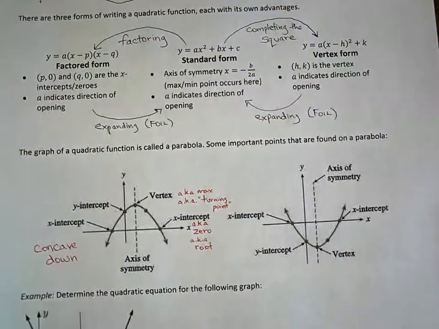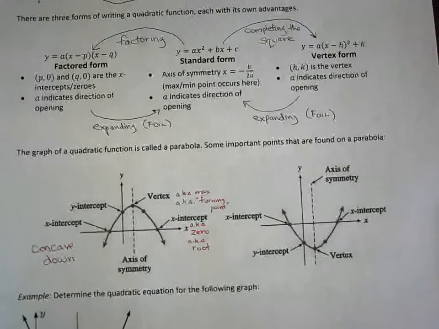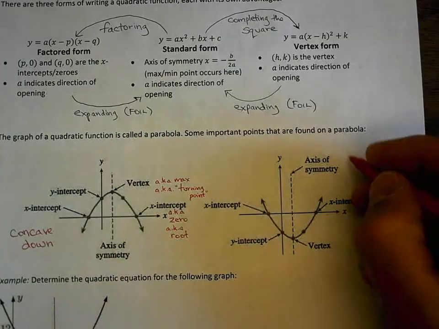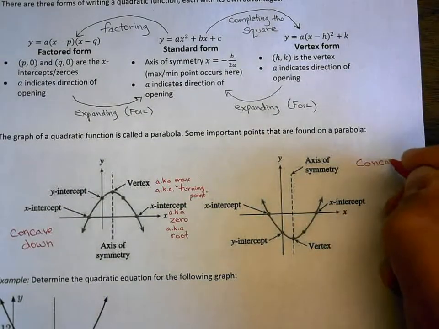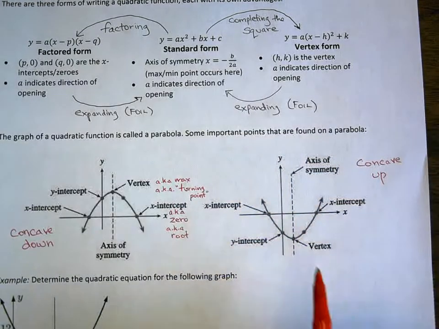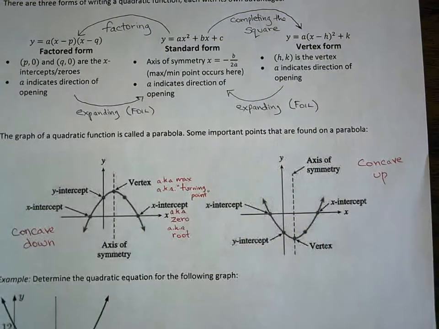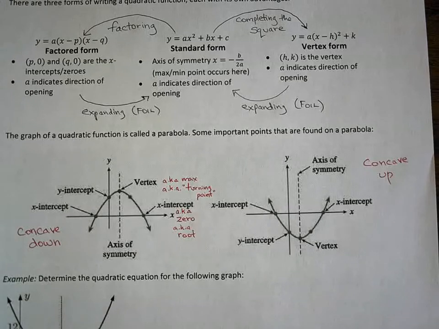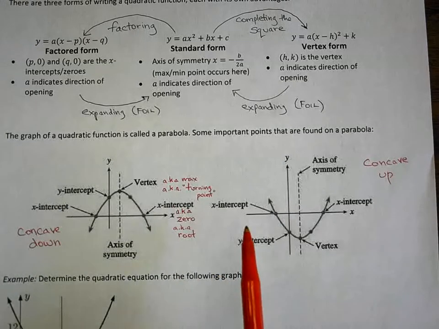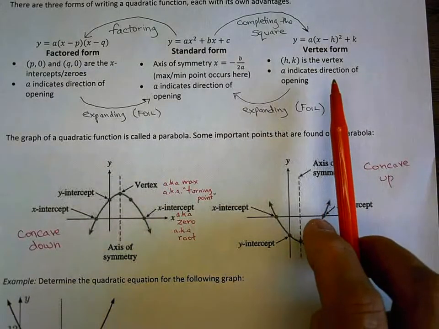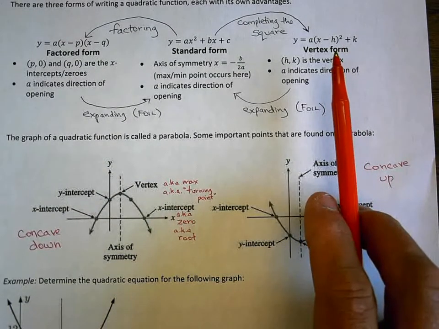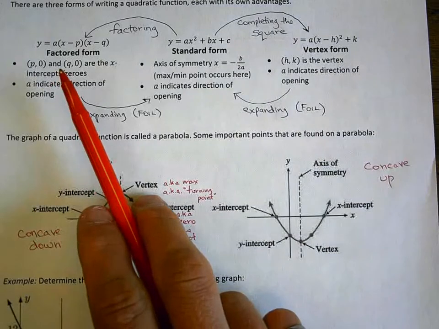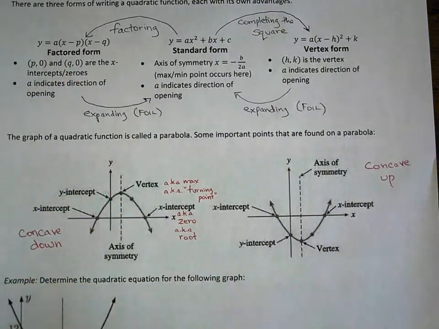So the vertex is the turning point. Another type of quadratic would be one that opens up. In this case, it'd be concave up, and it has a lot of the same points. We're not going to spend too much time with this. You should know how to graph a parabola in vertex form or a parabola in factored form. But let's try doing one like this.